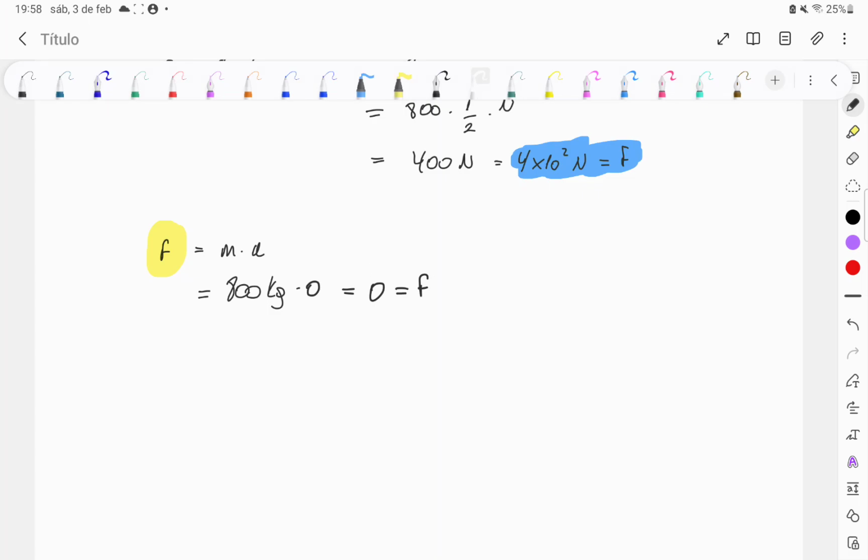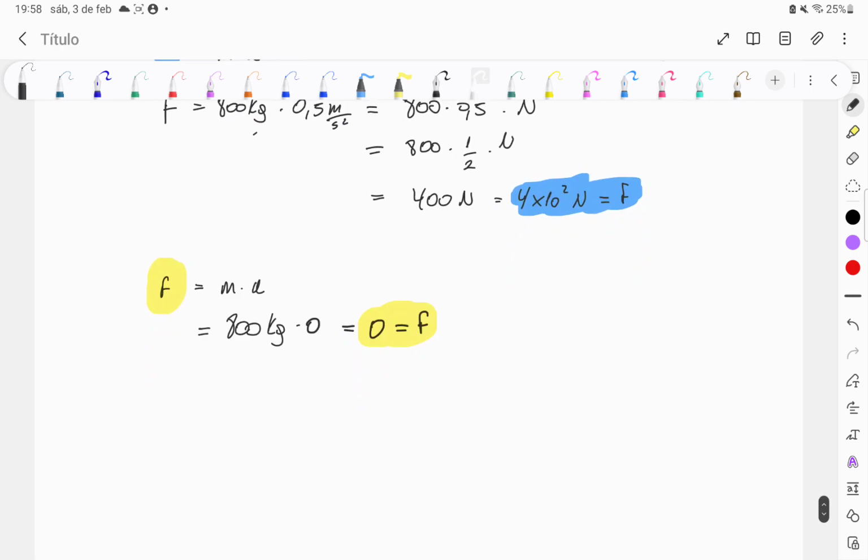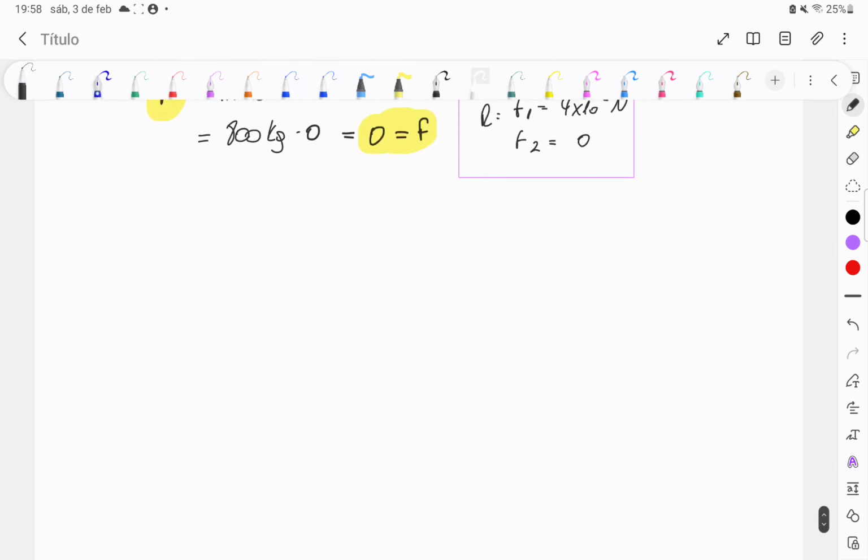Yeah, so the force in the second part is 0. Then the answer, respuesta: force 1 is equal to 4 por 10 cuadrado N, and force 2 is equal to 0. That will be the first answer to the question. Yeah, let's do the second.